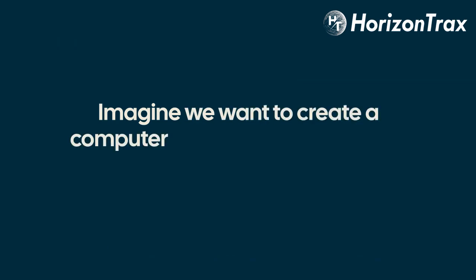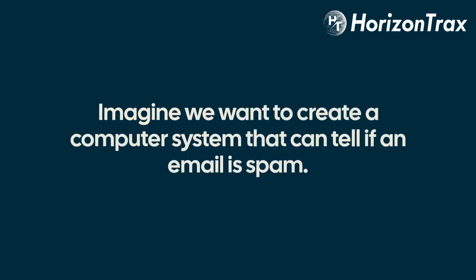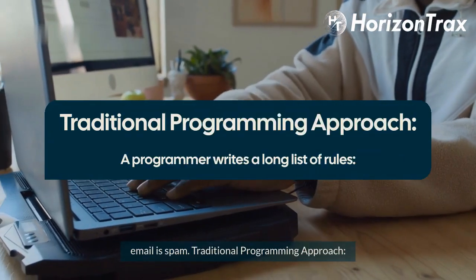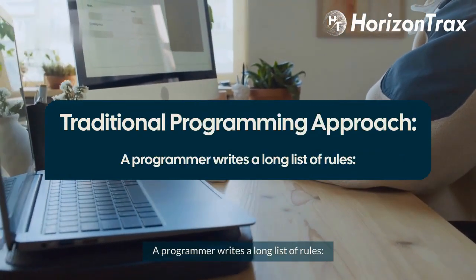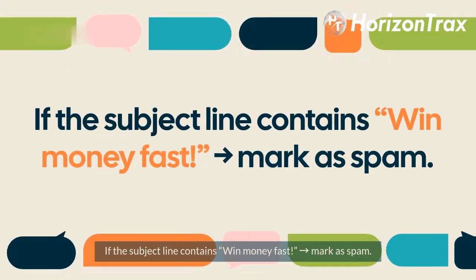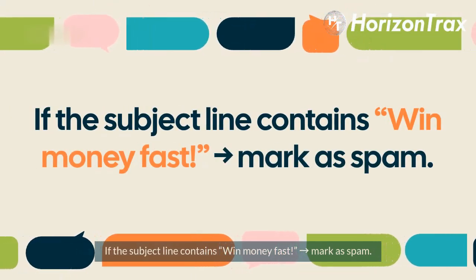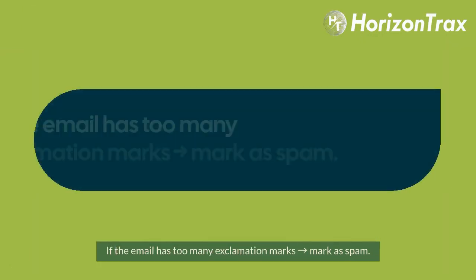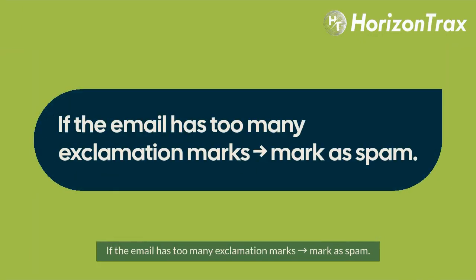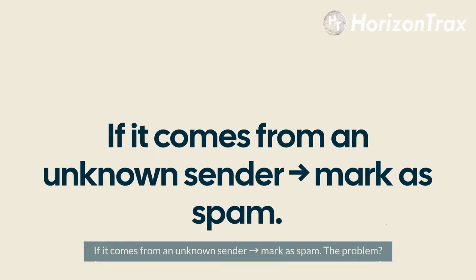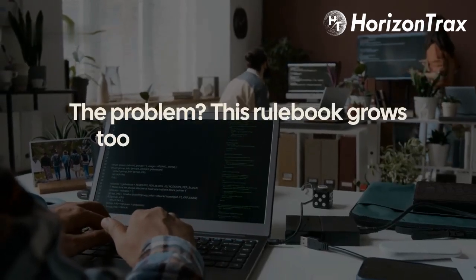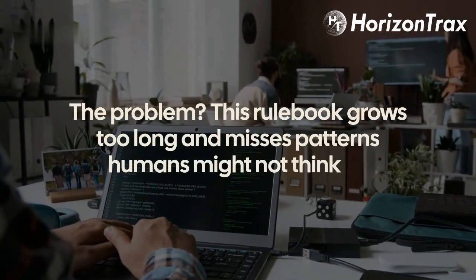Imagine we want to create a computer system that can tell if an email is spam. Traditional programming approach: a programmer writes a long list of rules. If the subject line contains "win money fast," mark as spam. If the email has too many exclamation marks, mark as spam. If it comes from an unknown sender, mark as spam. The problem? This rulebook grows too long and misses patterns humans might not think of.